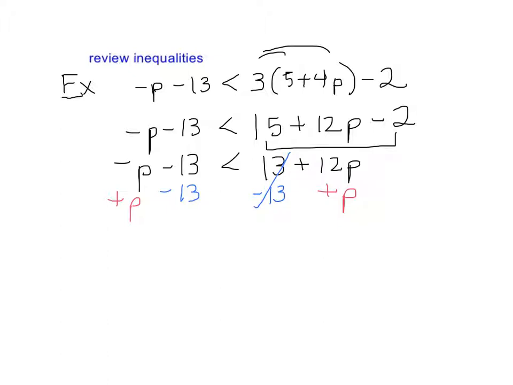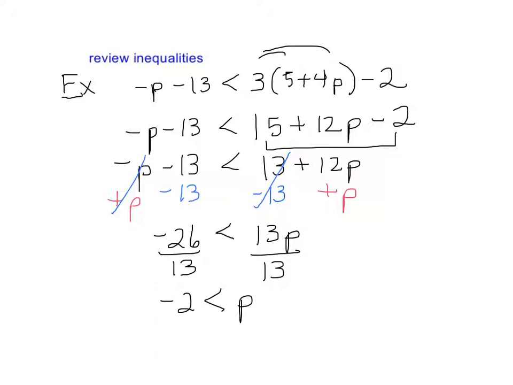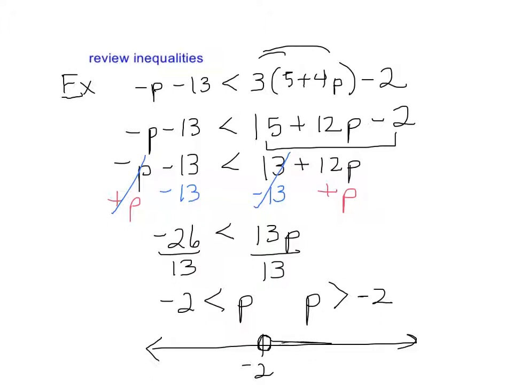So this one is going to cancel, this one is going to cancel, and I'll be left with negative 26 is less than 13p. Now I'm going to divide both sides by 13, and I have negative 2 and p. If I rewrite this, I could say p is greater than negative 2. So when you write your graph, I'm going to put an open circle here because it doesn't say equal, it just says greater than. And so greater than goes this way, and you got it.